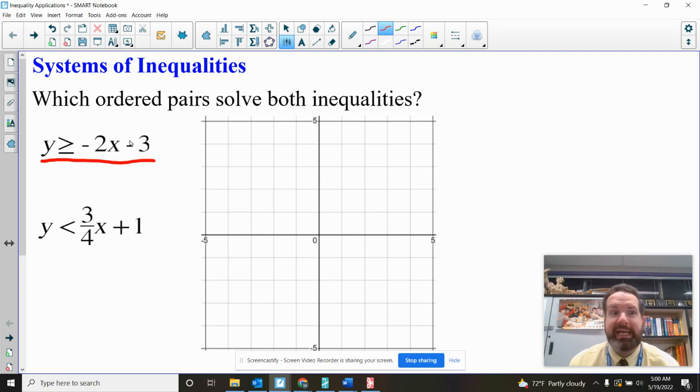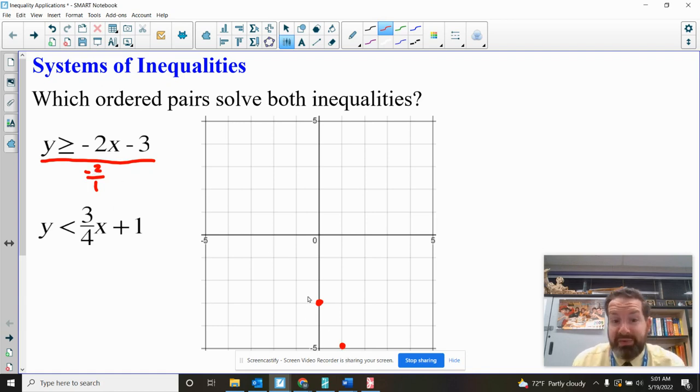Start off by treating it like a line. So pretend just for a moment that it's y equals negative 2x minus 3. This is going to get us our boundary line. Starting point at the back, that y-intercept of negative 3. The slope of negative 2, I need you to remember that's really negative 2 over 1. So to get to your next point, move down 2 and to the right 1. So down 2 and to the right 1. And then our line goes through there.